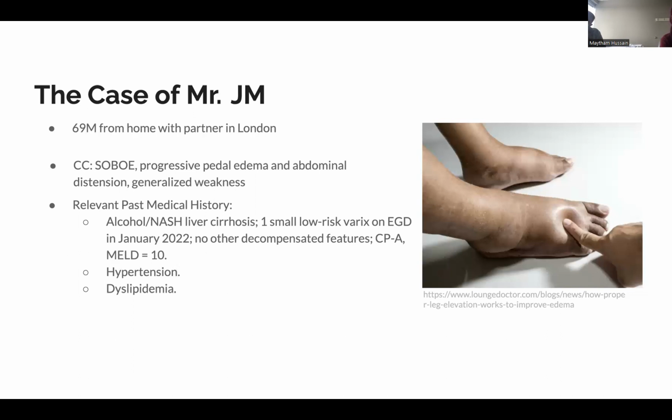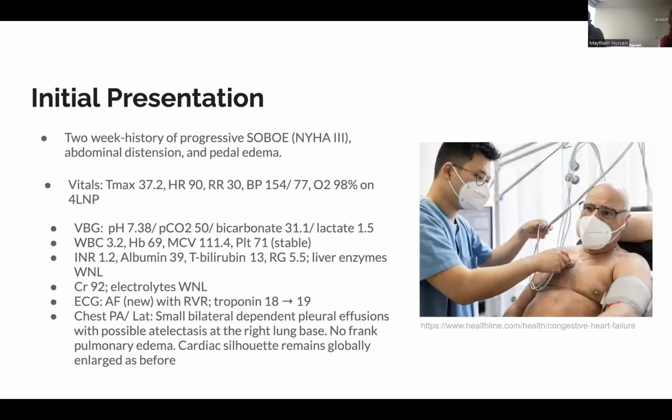He's Child-Pugh A cirrhosis with a MELD score of 10. He otherwise also has hypertension, dyslipidemia, and he's on Lasix 20 once a day, amlodipine, hydrochlorothiazide, and rosuvastatin. So he presented to hospital with a 2-week history of progressive shortness of breath on exertion, an NYHA class of 3, with progressive abdominal distension and pedal edema as well. And he also did endorse significant trouble breathing while flat, so maybe some orthopnea going on.